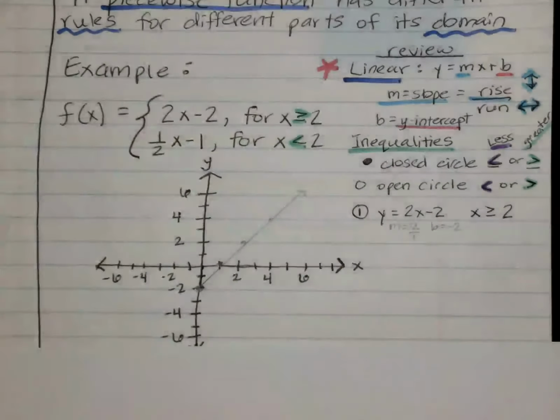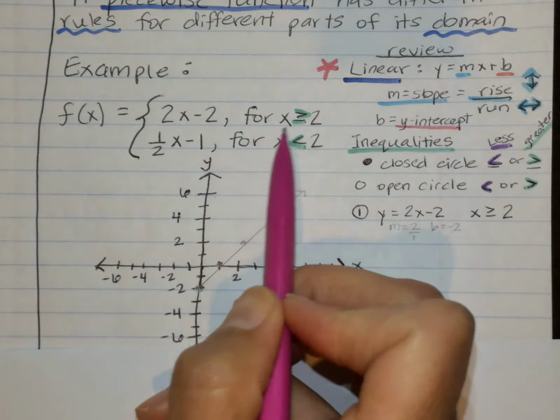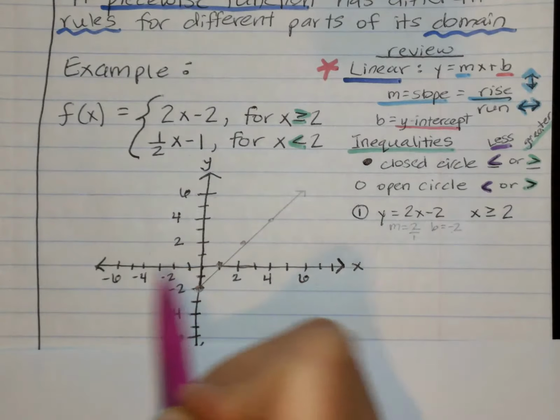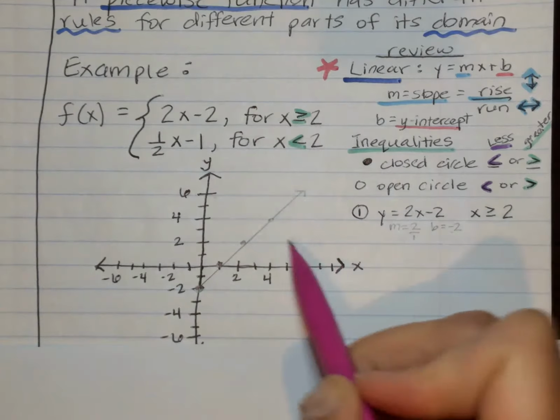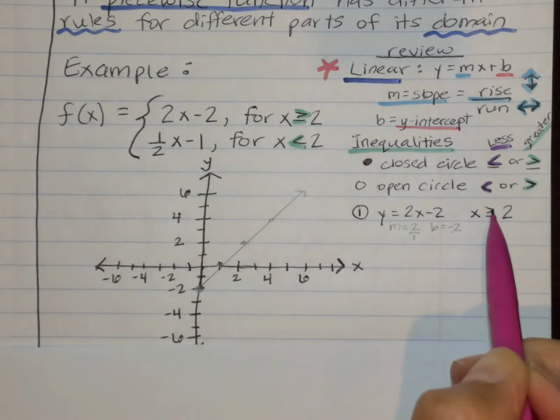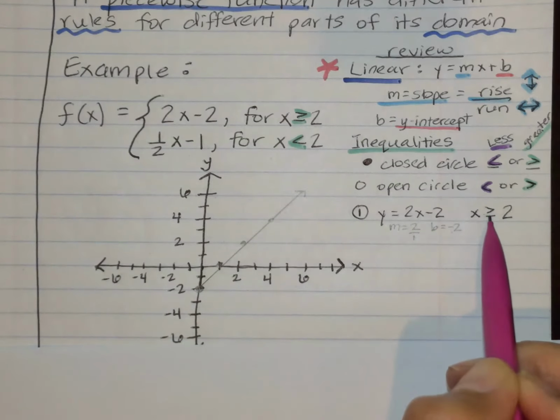And what I need to do now is I'm checking my domain. So the domain changes depending on where we're at on the x-axis. It depends on which equation we'll be using. So this one that I just graphed is for when x is greater than or equal to 2. So I'm going to put a closed circle at that end point where it's at 2.